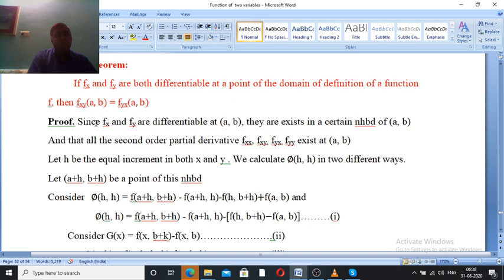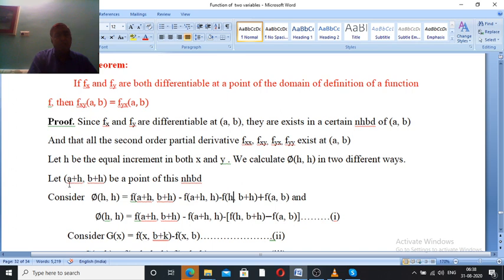Proof: it is given fx and fy are differentiable at point (a, b). They exist in a certain neighborhood of (a, b), and all the second order partial derivatives f_xx, f_xy, f_yx, f_yy exist at point (a, b). Let h be the equal increment in both x and y. We calculate phi(h, h) in two different ways.